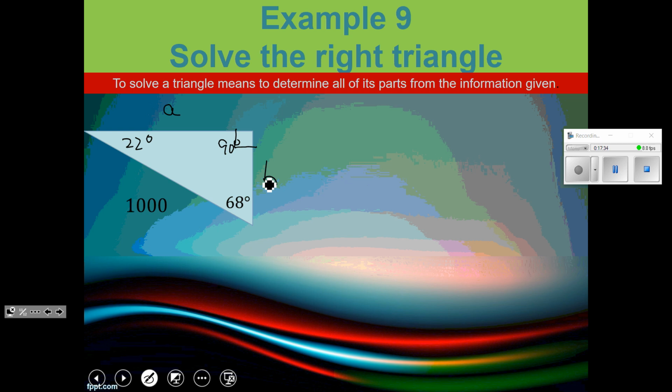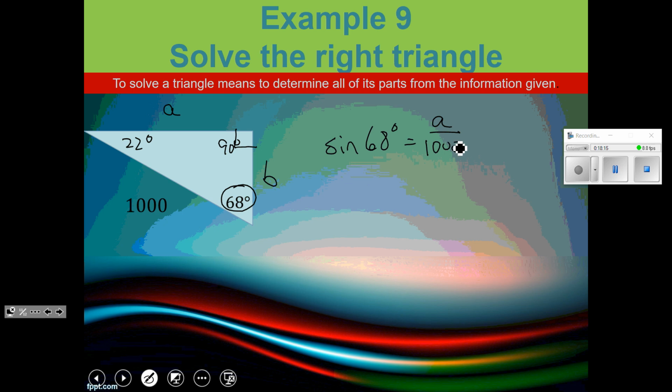So, the question is, do I use 68 or do I use 22? Does it matter? It does not matter. Like, for example, some of us, let's say we use 68. So, let's solve for A first. So, what's the relationship of A to 68? It's the opposite. Does everybody understand that? What else do I have? I have the hypotenuse. So, what's the relationship of opposite to hypotenuse? That's the sine. So, you could say the sine of 68 is equal to the opposite, A, over 1,000.